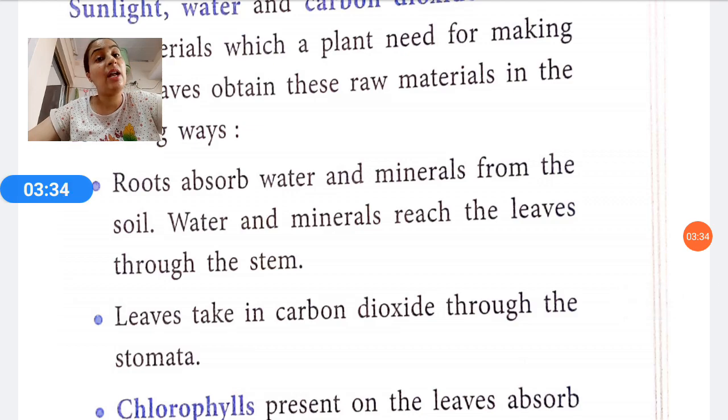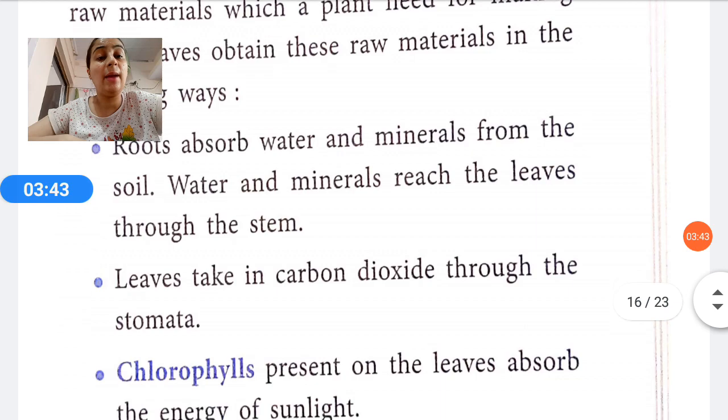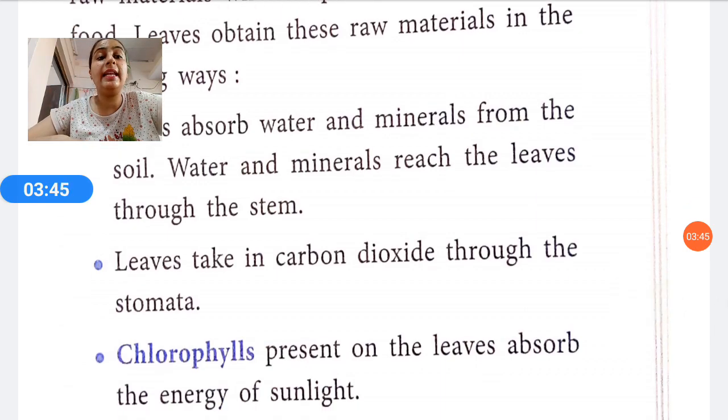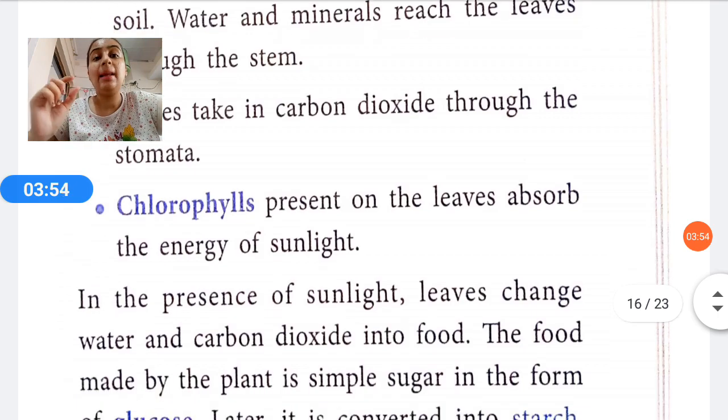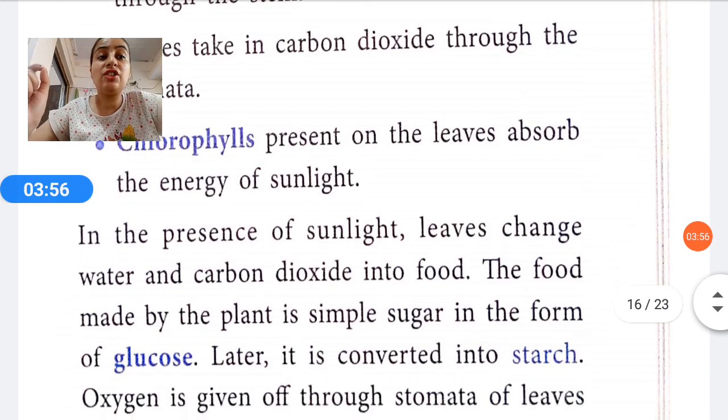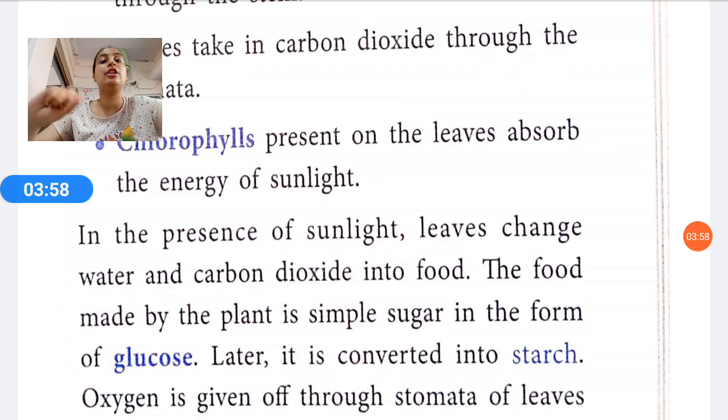Leaves take in carbon dioxide through the stomata. जो stomata जो tiny pores होते हैं उसके through intake and outtake of air होता है, that is through the leaves. Chlorophyll present on the leaves absorbs the energy of sunlight. So chlorophyll, the green color pigment present on the leaves, helps to trap the sunlight. In the presence of sunlight, leaves change water and carbon dioxide into food. Because sunlight is there, water and carbon dioxide are converted into food.